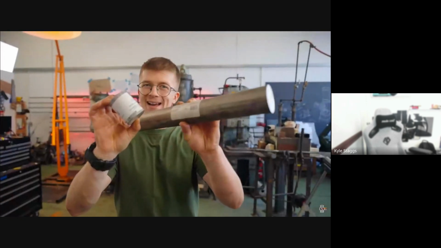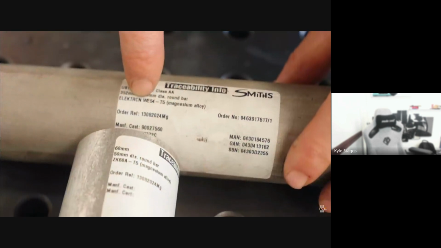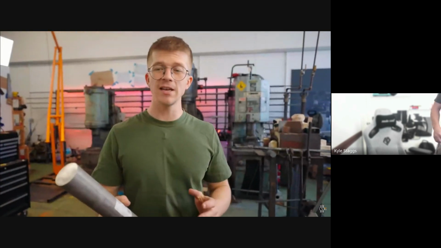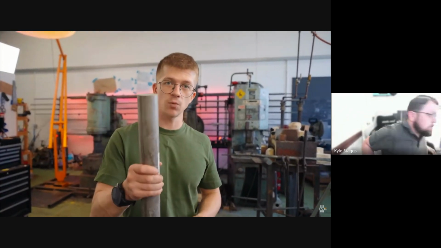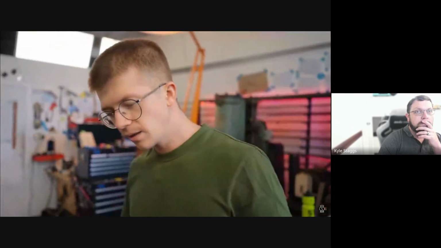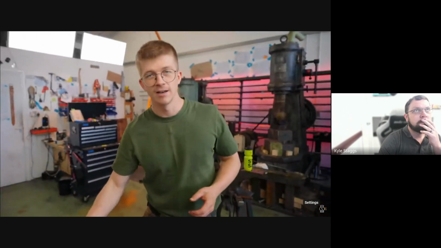Hilarious. We've got two different alloys of magnesium, Electron WE54 and ZK60A, so we can see if there are any differences. For now, let's start with the hand tools. What can we do with it? I'm assuming it's dead soft, right? I think so. Just kind of like holding it and moving it around and listening to it.